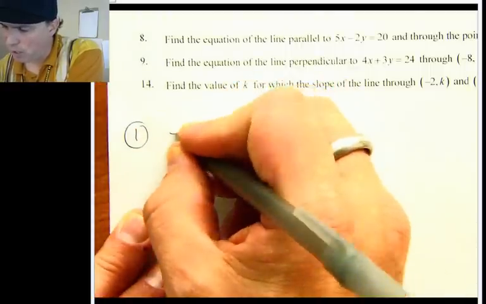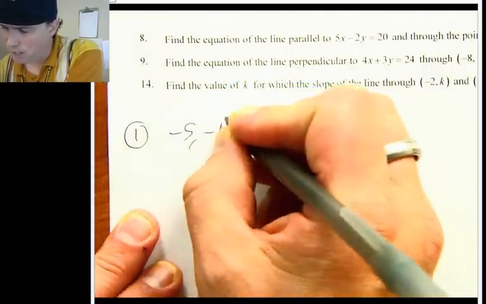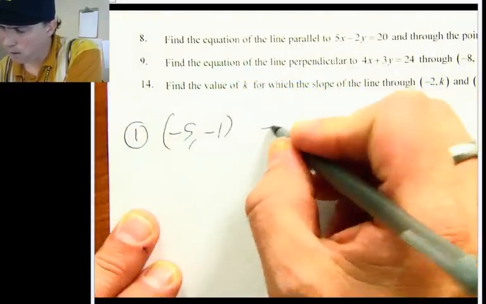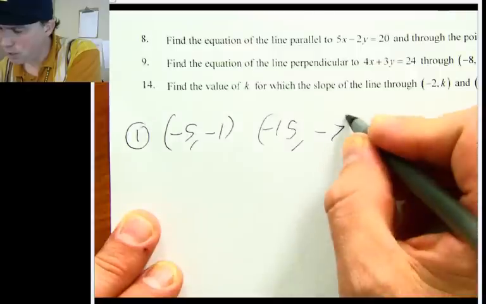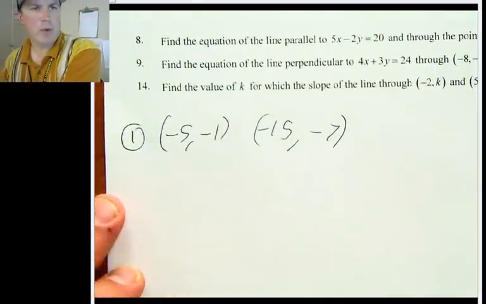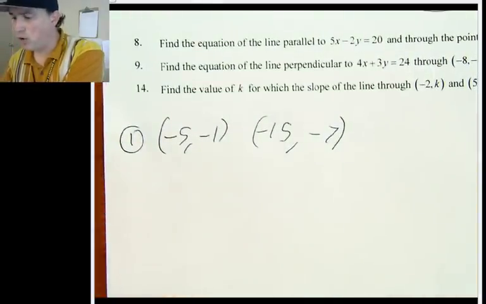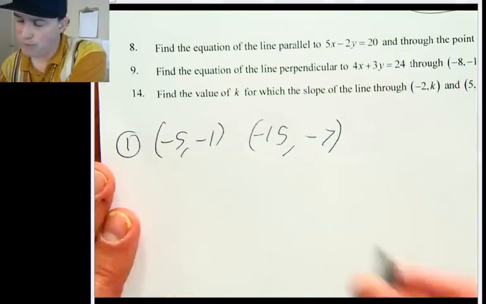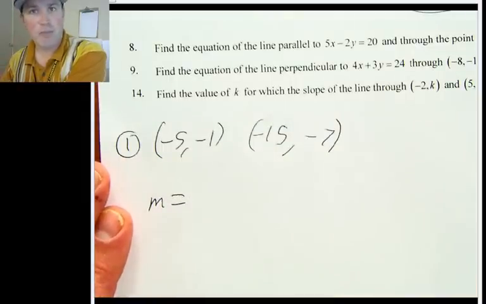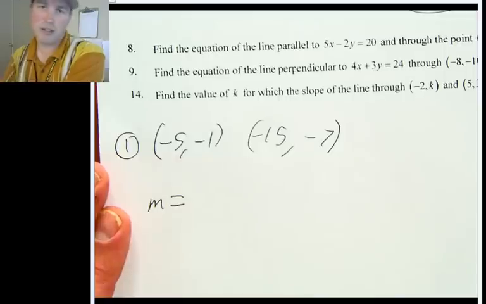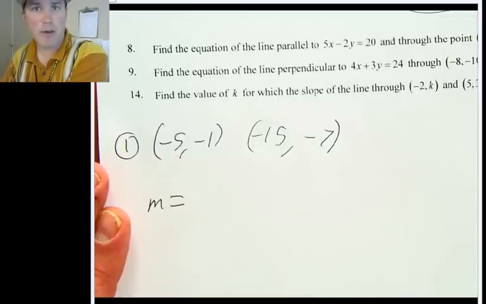Let's see, number one, I have the point (-5, -1) and the point (-15, -7). Whenever you have two points and you're trying to create a line for them, the first thing you've got to do is find that slope. I gave you that slope formula in yesterday's lesson. So if you didn't watch yesterday's lesson, now would be a great time to go back and watch it.